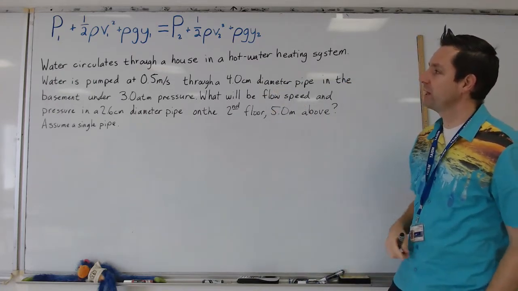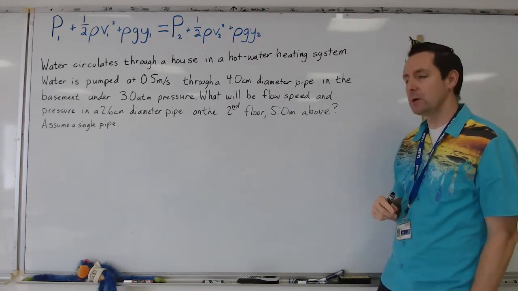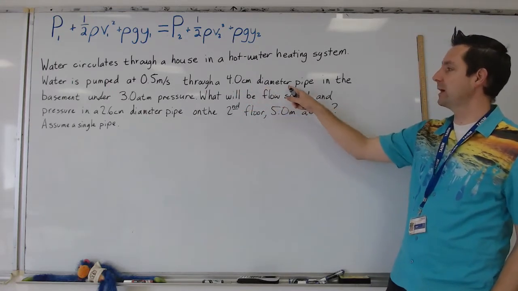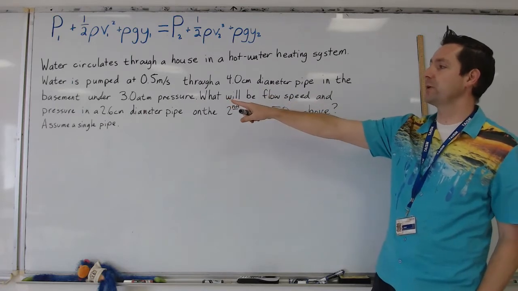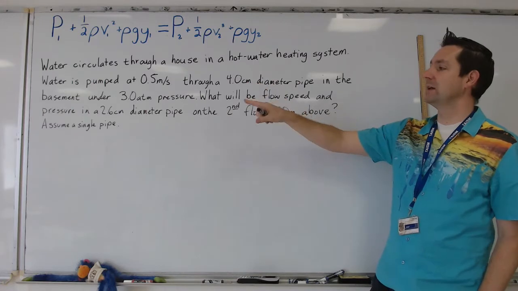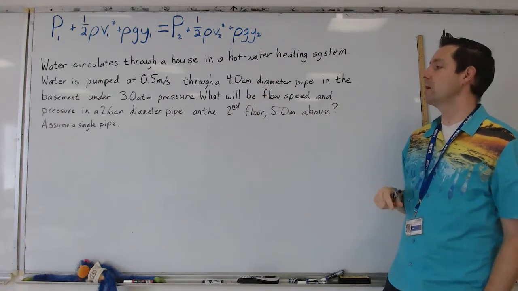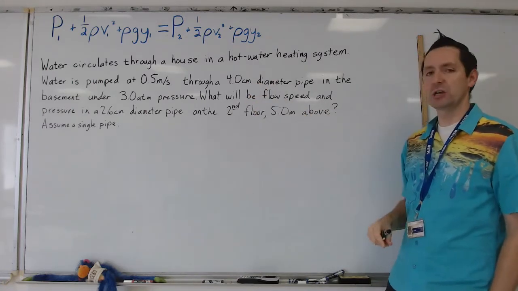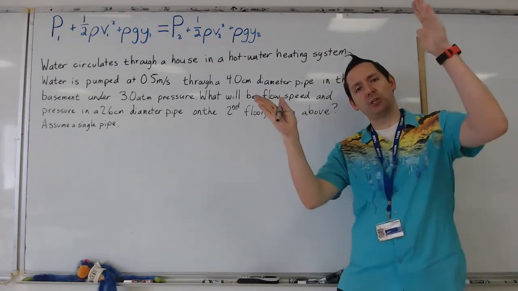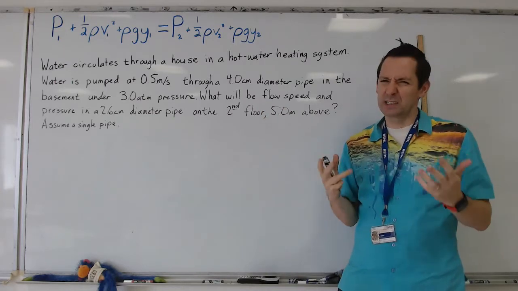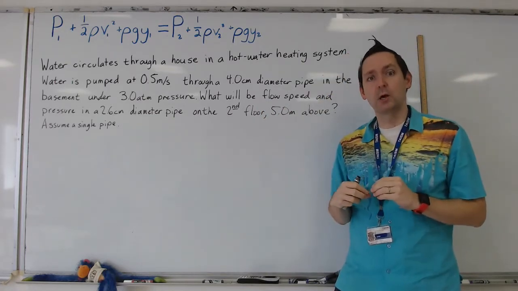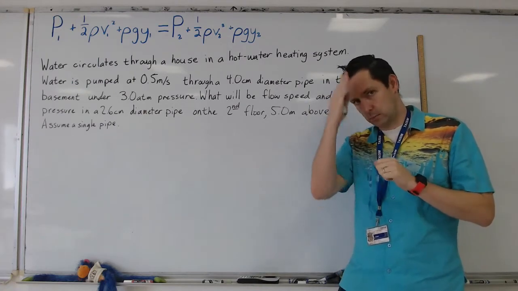We've got water circulating through a house in a hot water heating system. Water's pumped at 0.5 meters a second through a 4-centimeter diameter pipe in the basement under 3 atmospheres pressure. What will be the flow speed and pressure in a 2.6 centimeter diameter pipe on the second floor, 5 meters above? It does say assume it's a single pipe, so it's not branching into other pipes, because that would make it more complex, since you'd have to look at each of those individual areas rather than just a single area.